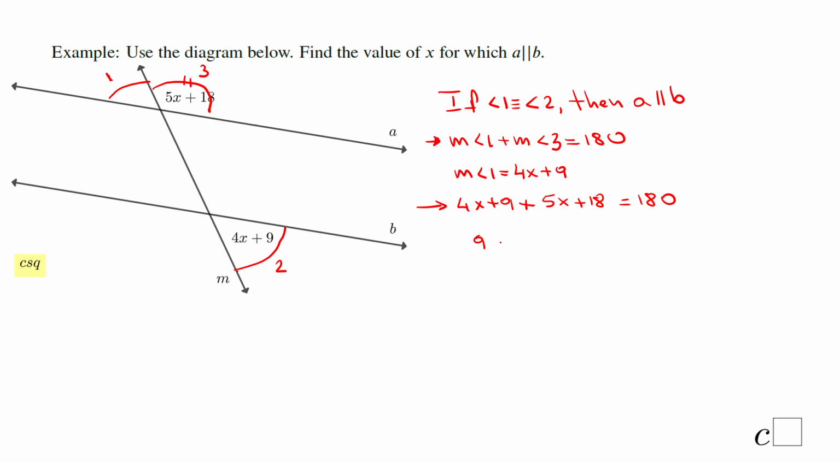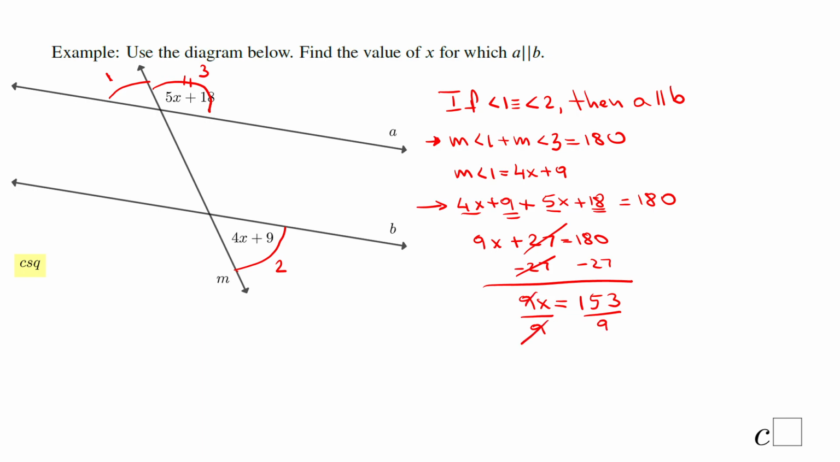So we have here 9x plus 27, right? 9x, we add these two guys, 9 plus 18, 27 equals 180. I'm going to subtract 27, and I have 9x equal 180 minus 27, and that will be 153. Divide by 9 to get rid of the 9. And we end up with x equals 17. Okay, so that is the value of x for which these two angles here are going to be supplementary.